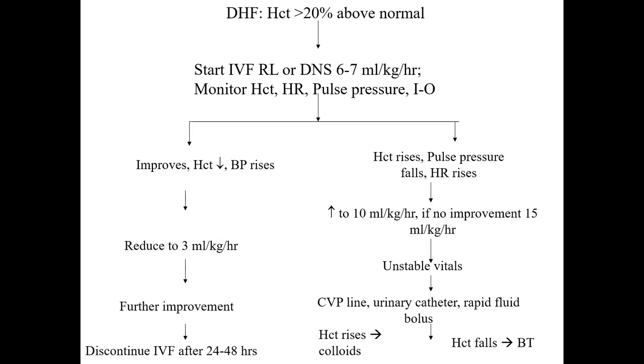If hematocrit rises, pulse pressure falls and heart rate rises, increase the infusion rate to more than 10 ml per kg per hour, and if no improvement, then 15 ml per kg per hour. With unstable vitals, place a CVP line, urinary catheterization, give a rapid fluid bolus, and monitor the hematocrit. If hematocrit rises, consider colloids, and if the hematocrit falls, then just maintain the output record and orally encourage the patient.